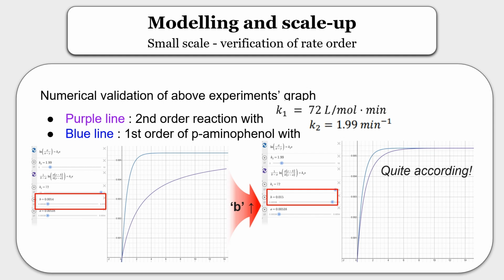We can check that the purple line of the second-order reaction goes close to the blue line of the first-order reaction when b is much larger than a. So we can assume a pseudo first-order reaction given excess input of acetic anhydride.